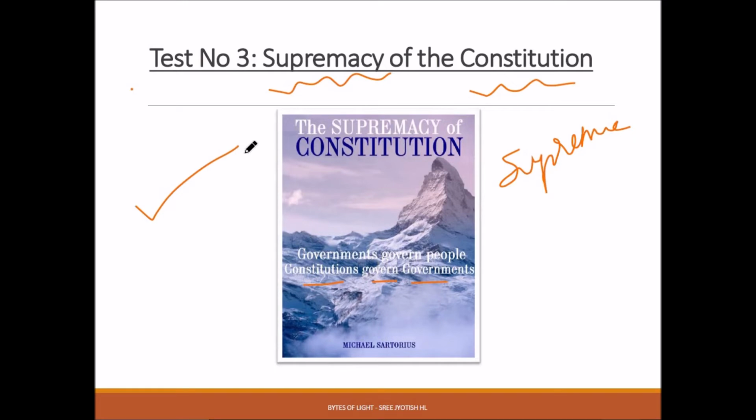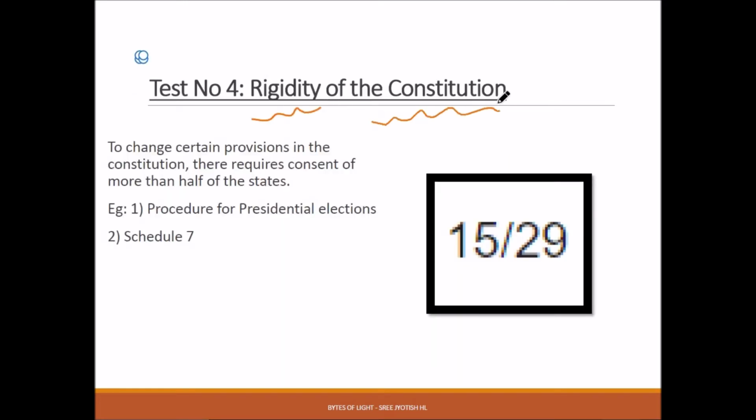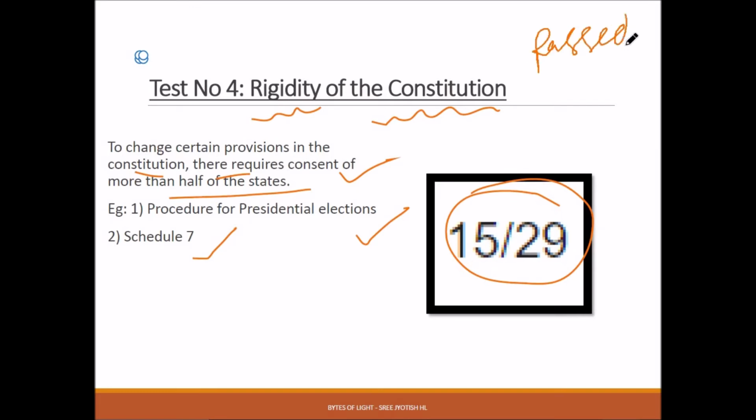Coming to the fourth test, rigidity of the constitution. To change certain provisions in the constitution, it requires the consent of more than half of the states. This is more than half of the states, 15 out of 29. Some of the provisions are like the procedure for presidential elections and the cases in Schedule 7. So we have also passed that particular test.